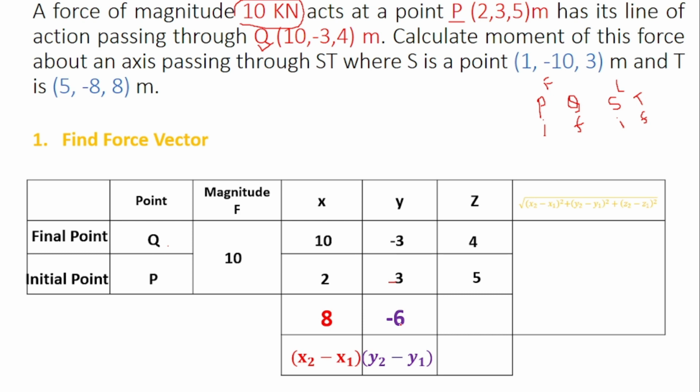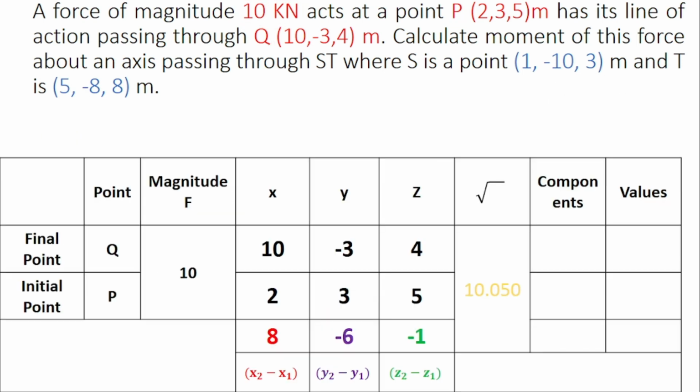So y2 minus y1 is equal to minus 6. 4 minus 5, so it is minus 1. So z2 minus z1 is equal to minus 1. Now find out the square root of (x2 minus x1) square plus (y2 minus y1) square plus (z2 minus z1) square. So square all the terms and add them. So here we get the answer 10.050.